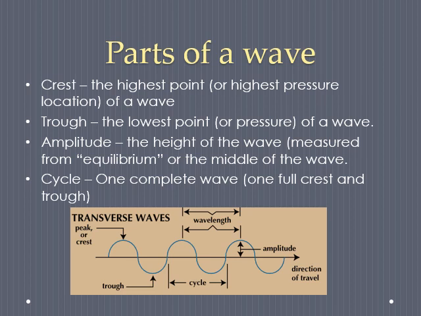The last vocabulary word I want you to be aware of is a cycle, so I may talk about wave cycles. A wave cycle includes one complete wave, which means one full crest and one full trough. So the length of a cycle is up and then all the way back down again and then all the way back to the middle.